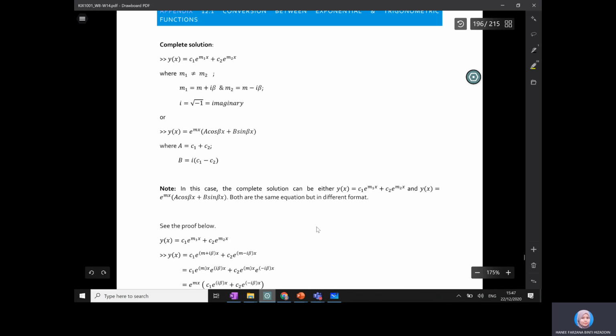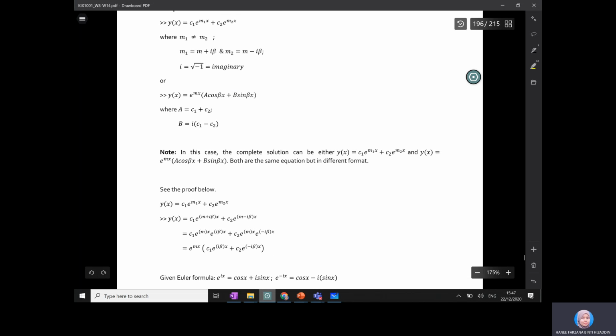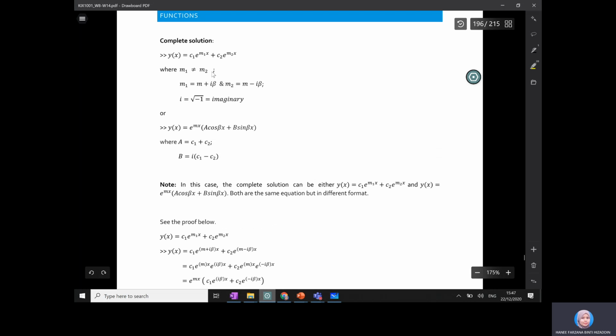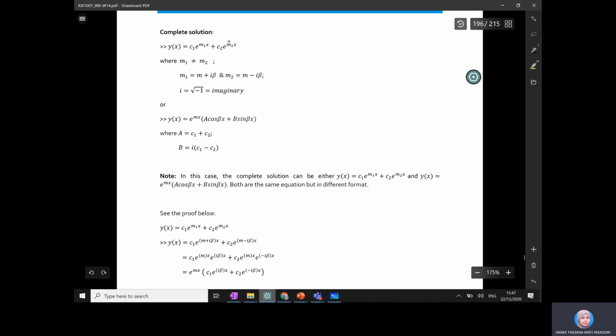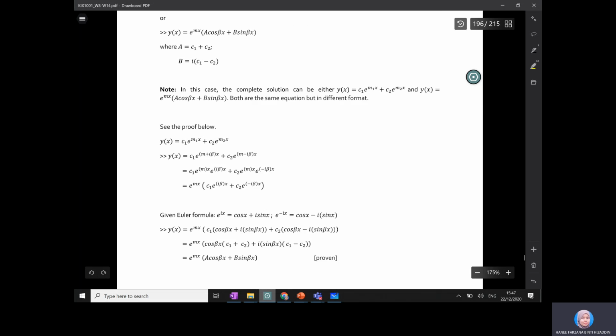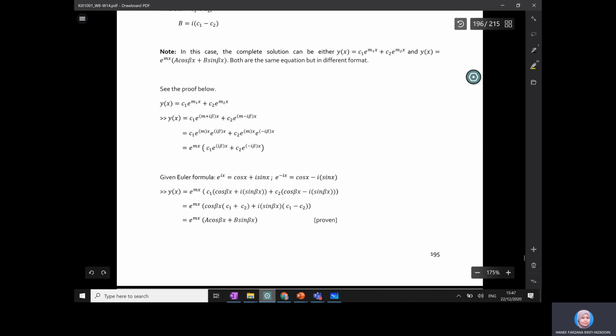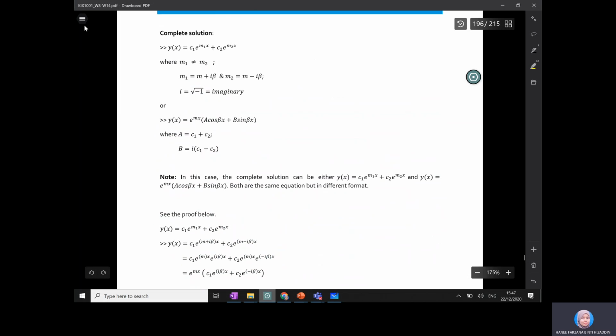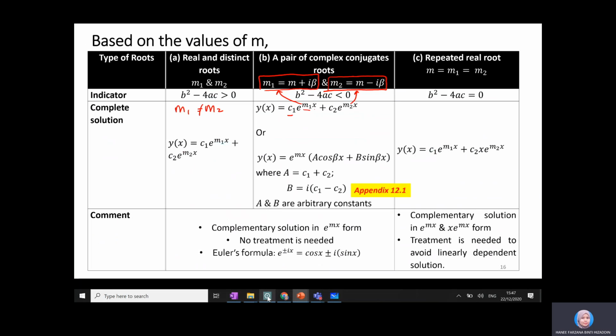So you can convince yourself how to get the values of A and B and how to write the forms from this form to this form from the derivation here. Try to just follow the derivation. It's quite straightforward. You can follow it. Okay, so go back to our slide.